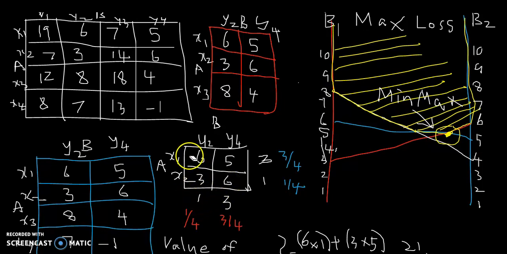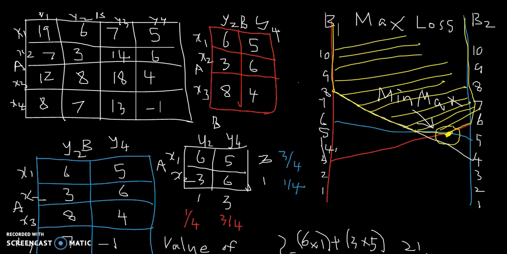Now, out of 4 times, 3 times A has to take this strategy to play a good game, and out of 4 times, 1 time strategy 2 must be taken by player A. Similarly, B, out of 4 times, 1 time must take this particular strategy, and out of 4 times, 3 times must take this other strategy. So this is the mixed strategy, and they play according to that particular ratio.